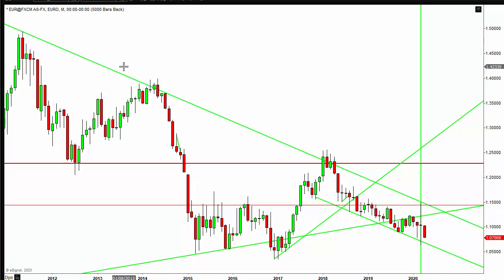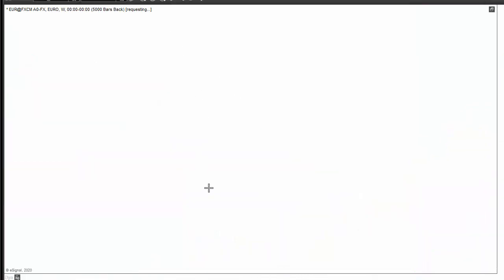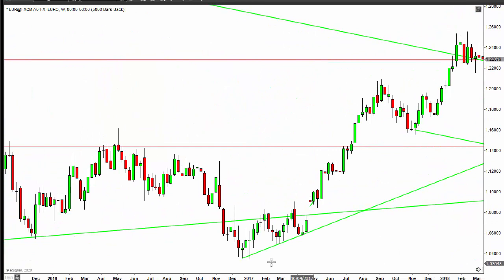So nice channels there, nice triangles there. Now let's take it in. You can see that back in 2017, I've obviously had a trend line off of those lows. So let's go back and have a look at the weekly chart from back there. Yeah, there it was. So these were the lows back here in 2017. I'd obviously drawn a trend line back then, and I was certainly trading the euro dollar back there.